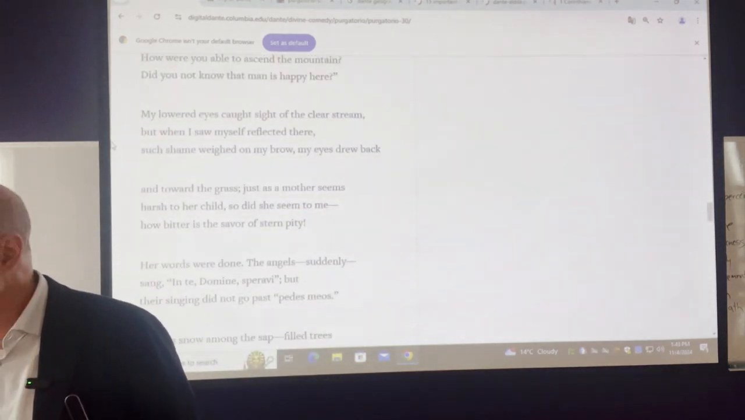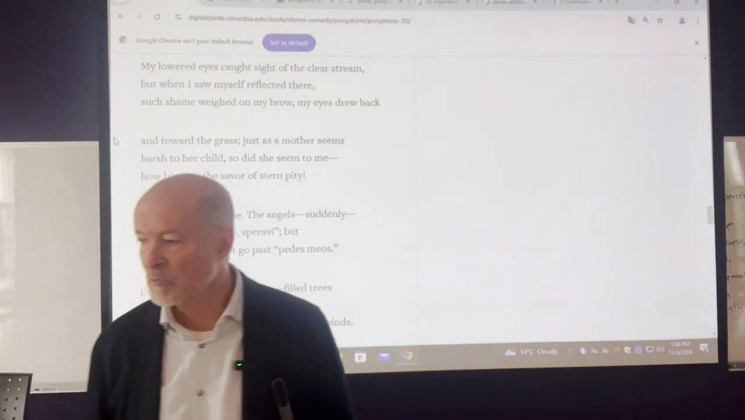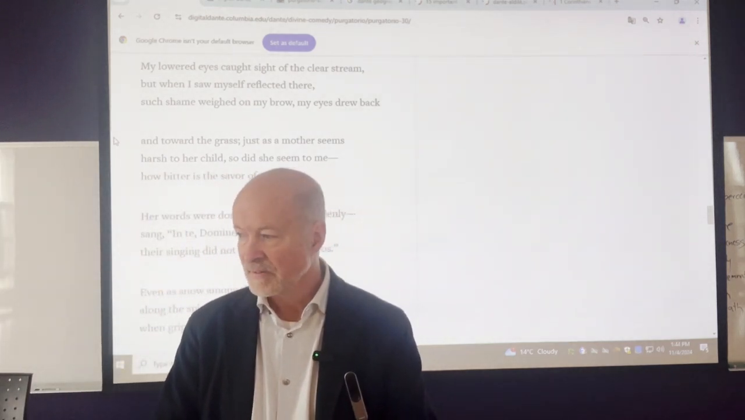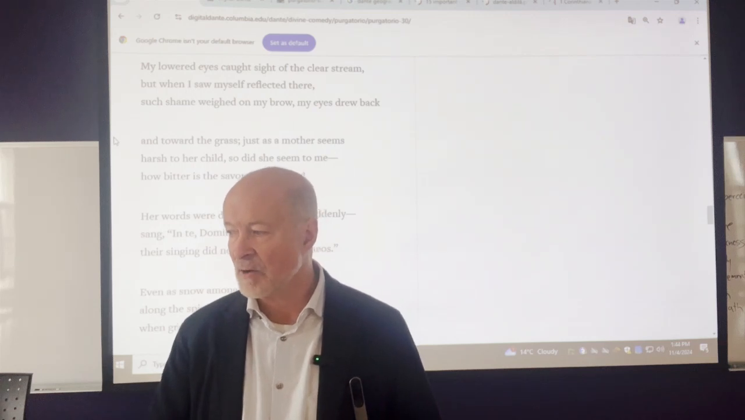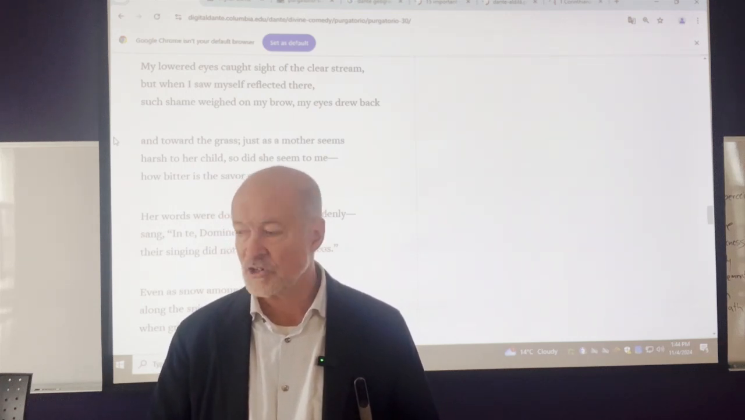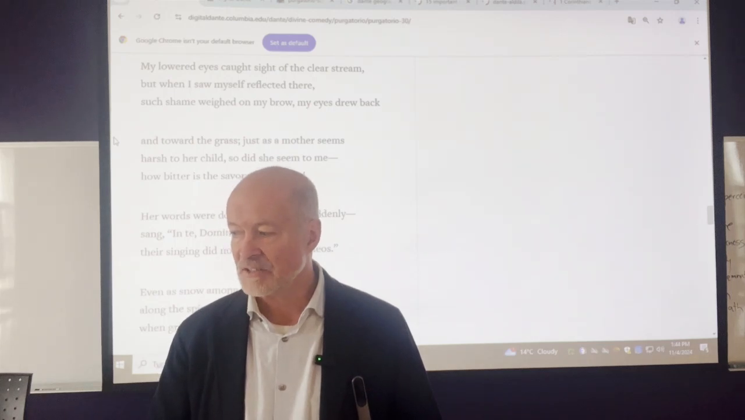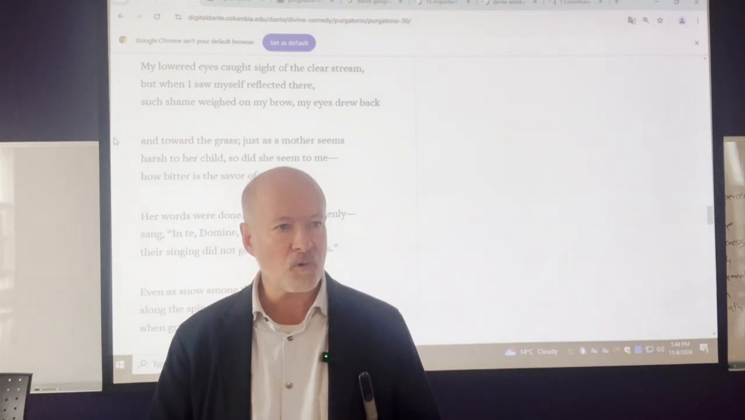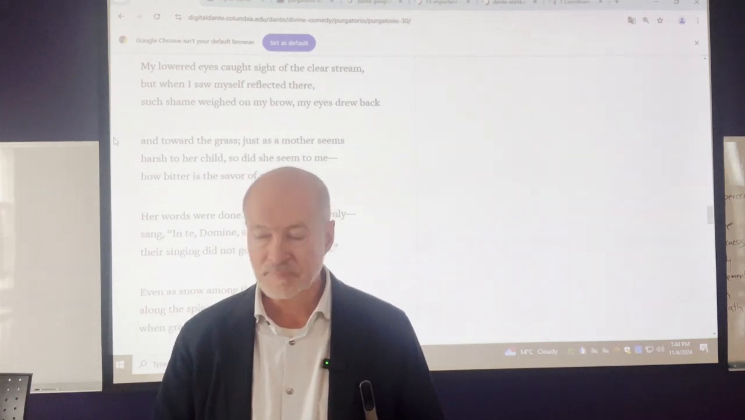My lowered eyes caught sight of the clear stream, but when I saw myself reflected there, such shame weighed on my brow, my eyes drew back and toward the grass, just as a mother seems harsh to her child. So did she seem to me. How bitter is the savor of stern pity. Her words were done. The angels suddenly sang, In te, Domine, speravi, in you, O Lord, we hope.